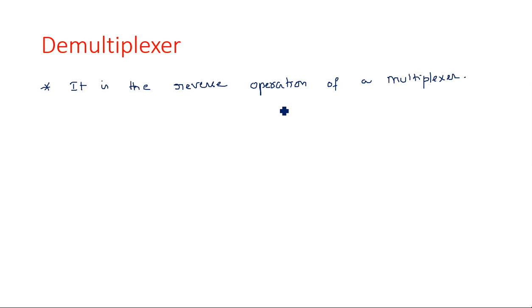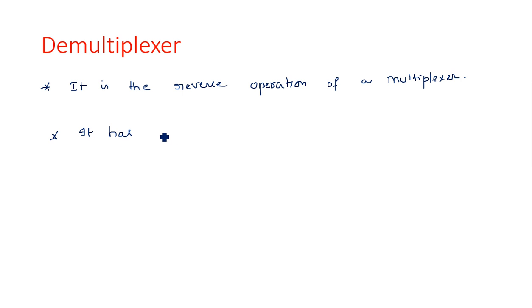Already we have seen what a multiplexer is. A multiplexer has 2 power n number of inputs and one output with n number of selection lines. The opposite is the demultiplexer. That means it has one input with 2 power n number of outputs, where n indicates the number of selection lines. The number of selection lines is common in both the multiplexer and the demultiplexer, but the inputs and outputs are altered.